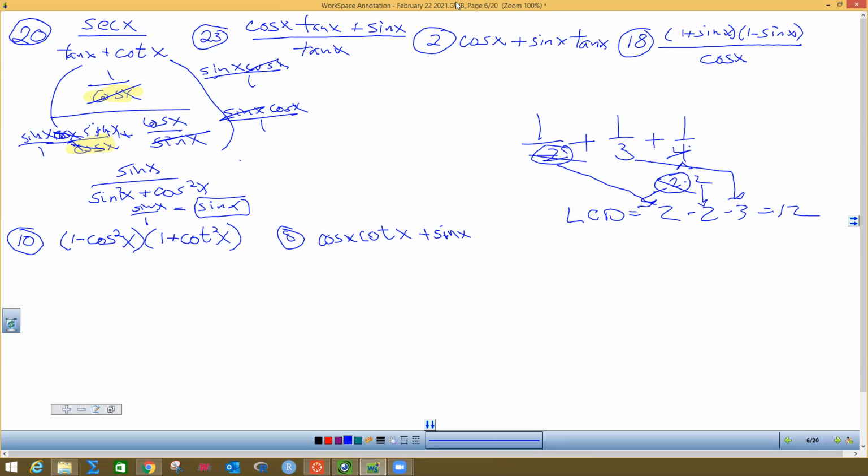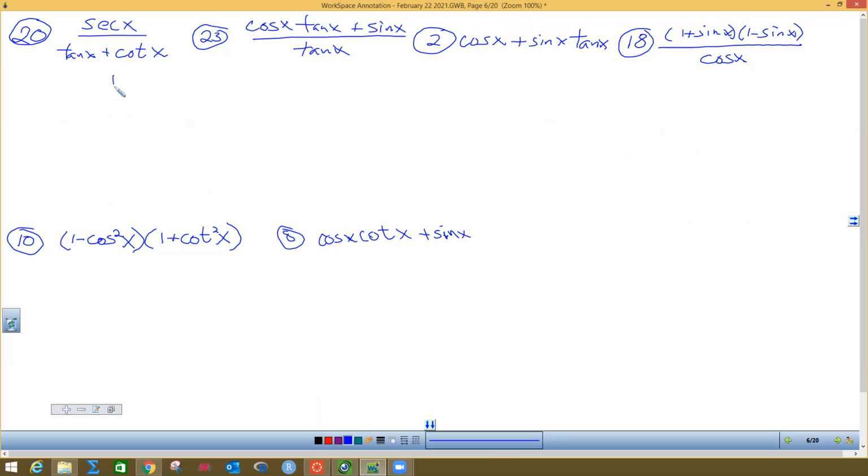So going back to this problem, let me start over here. I got 1 over cosine x over sine over cosine x plus cosine x over sine x. So I'm looking at the denominators. I'm looking at this and this and this.